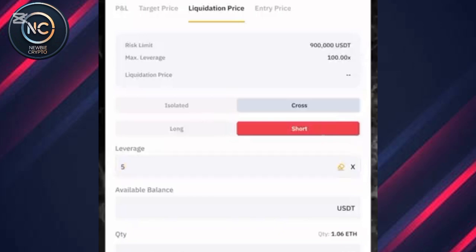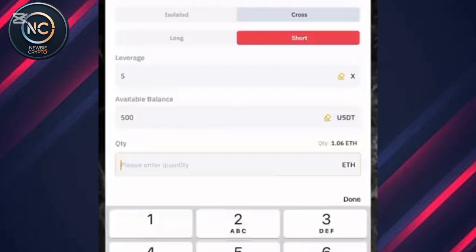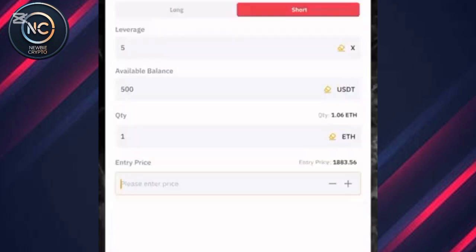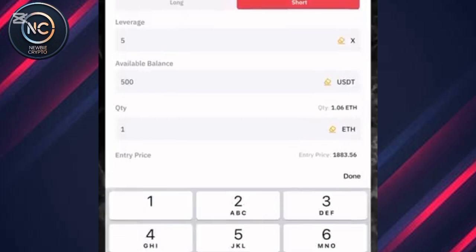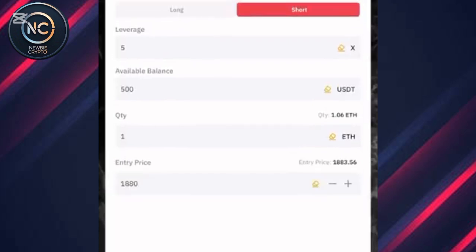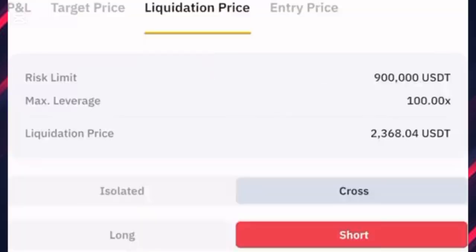And then let's say the leverage you want to use is just 5x leverage. Now the available balance of USDT you want to use, so let's say for example you want to use $500, and then the amount of ETH is just 1 ETH. Entry price, let's pick 1,880, and then you just tap on calculate. And then at the top you'll be seeing that your liquidation price is 2,368 USDT. Don't forget we are shorting. So if you are shorting and you enter this trade, your liquidation price will be 2,368 USDT.